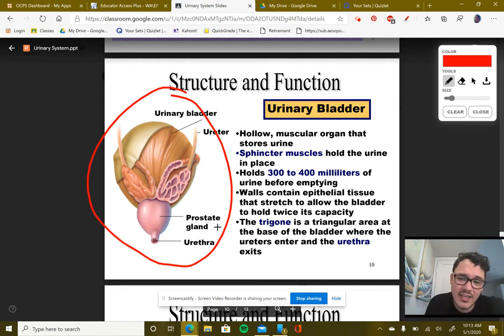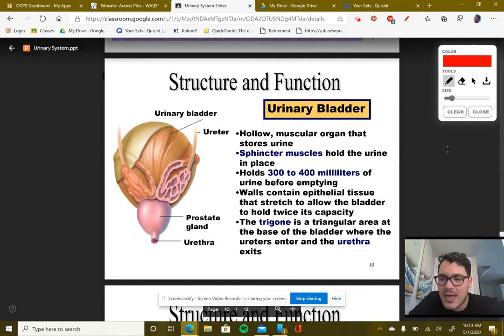But it's called the prostate gland. Women do not have this gland, so this is something specific to men. So this would be an easy way to identify if it's a male bladder or a male anatomical structure, should we say, or female. Okay.